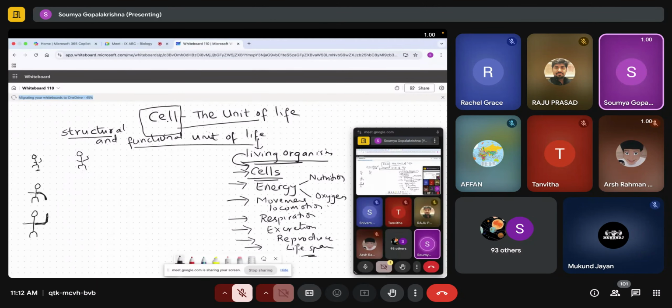Okay, so what is it in the organism which performs all these functions? It is the cell. That's why we say the cell is the structural and functional unit of life. Okay, structure. It gives a certain structure to the organism.